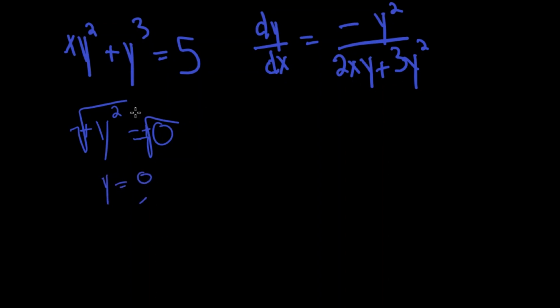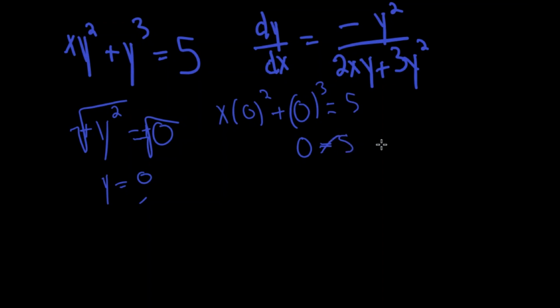So we can plug this back into our original function. Let's plug in y equals 0. We have x times 0 squared plus 0 cubed equals 5. If we simplify this, we should get 0 equals 5. However, 0 cannot equal 5. This is a contradiction. So therefore, there is no horizontal tangent for this specific function.